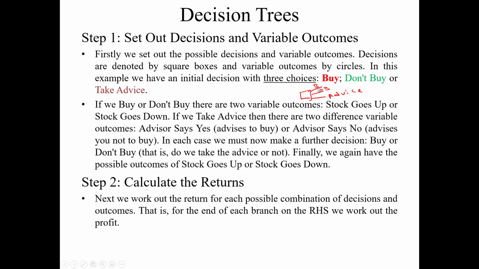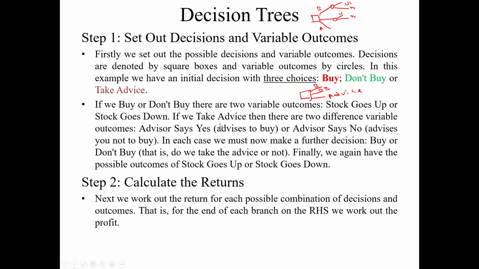Now, if we buy, there are two variable outcomes: stock goes up or down. So if I construct this at this place, buy, then there is a chance that it will be going up or down. Don't buy: if you don't buy, up and down. If we don't buy, there are two variable outcomes, stock goes up or stock goes down. If you take advice and don't buy, it means nothing, because you're doing nothing. So you need not calculate these things, because we are not interested in this one.